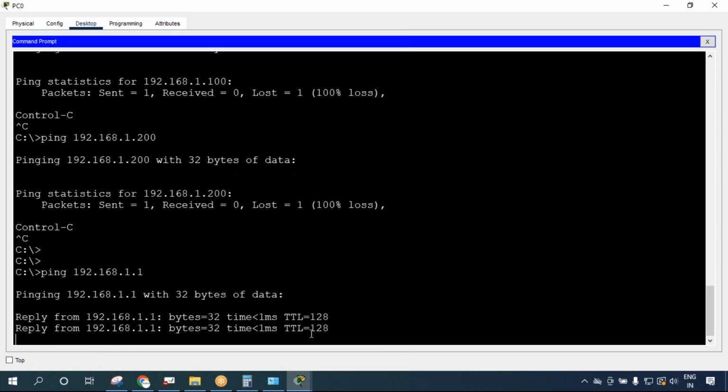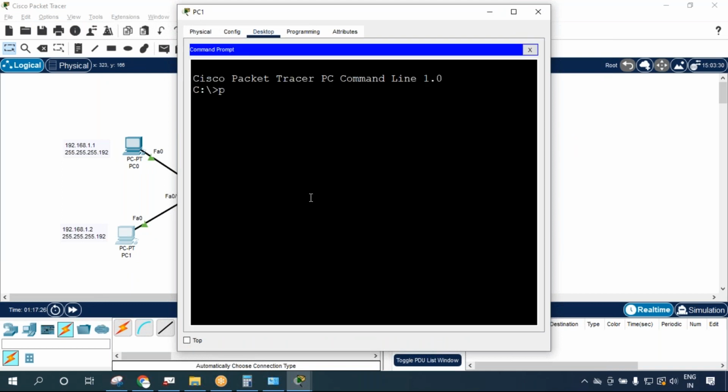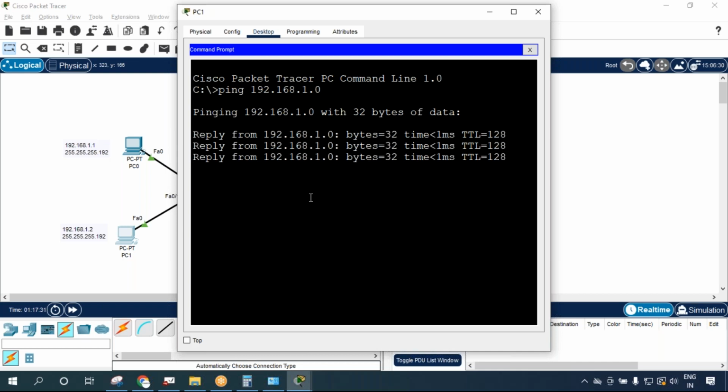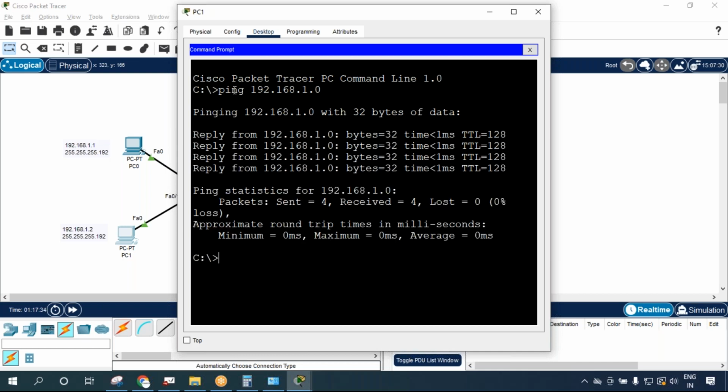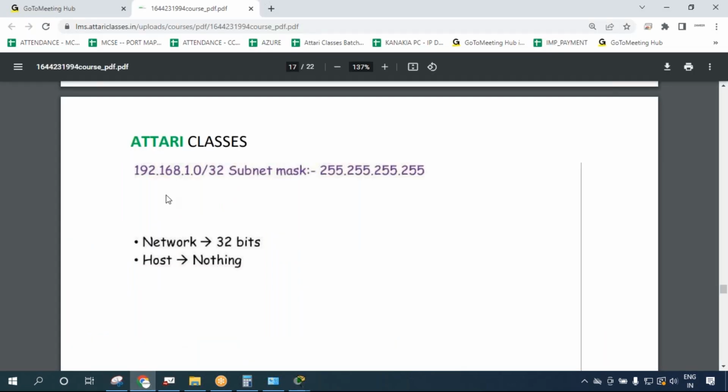See, and from 1.1 I can ping 1.0 because we are in the same network. See, 1.0 is reachable. So that means the subnet mask is very important. Getting the point? I'm able to ping. I've given 1.0 here and the subnet mask 254.0. I've given the IP 1.1 here and this particular subnet mask. Now the ping is happening. The subnet mask is important.